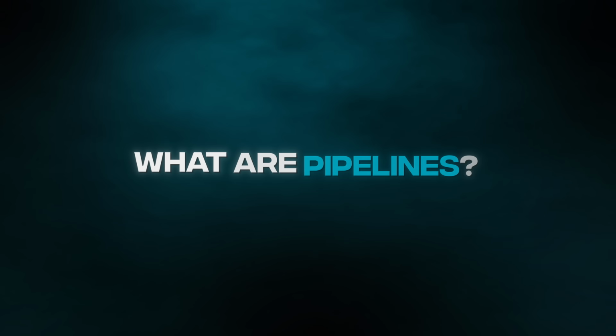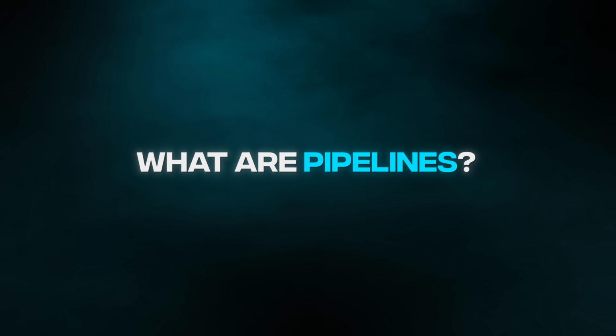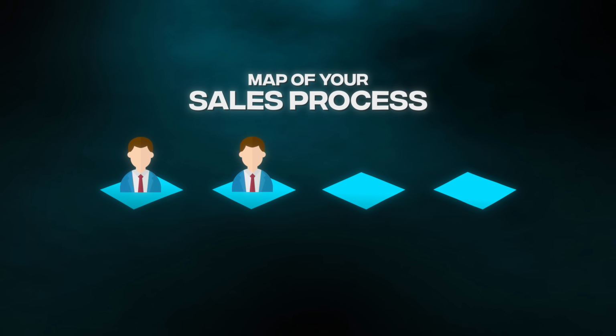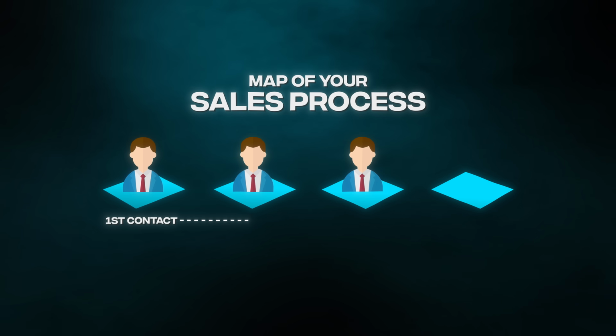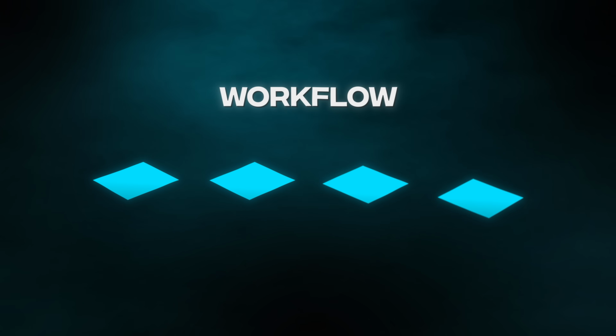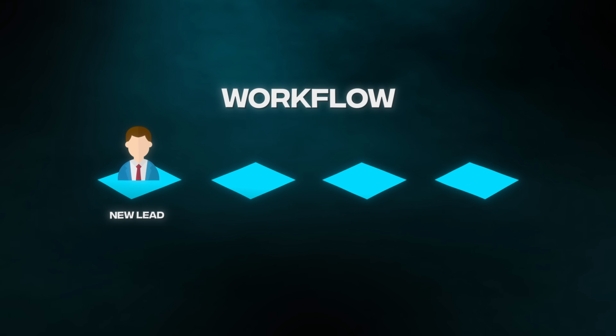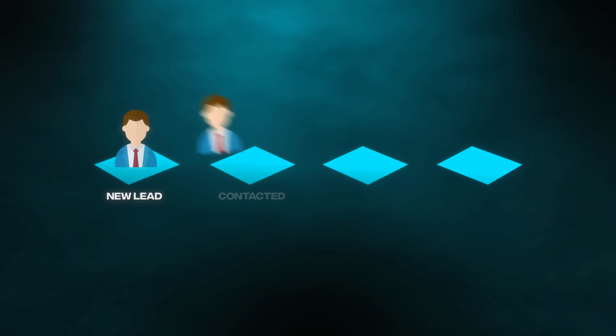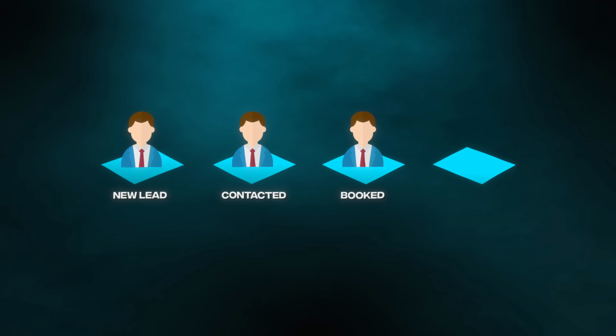So what are pipelines, first of all? Well, a pipeline is a visual map of your sales process. It shows where each lead is on their journey from first contact to becoming a closed deal. And it helps you or your sales team to organize your workflow with clear stages like new lead, contacted, booked, closed, and also it just provides you a clear view of the business flow. And it gives you the ability to easily track lead movements in your system.